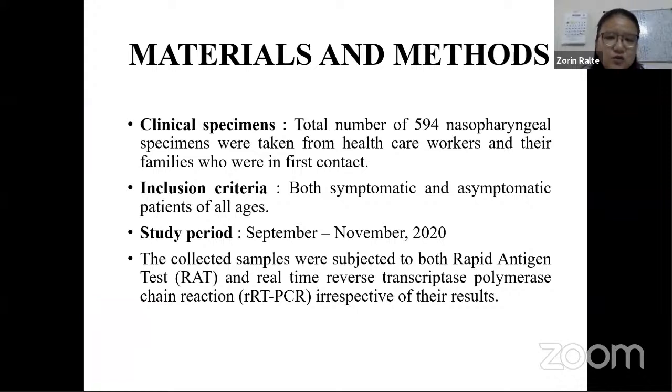Clinical specimens: a total of 594 nasopharyngeal samples were taken from healthcare workers and their families who were in first contact. Both symptomatic and asymptomatic patients of all ages were included in my study. The study was conducted between September and November of 2020, and all the samples collected were subjected to both rapid test and RT-PCR irrespective of their results.